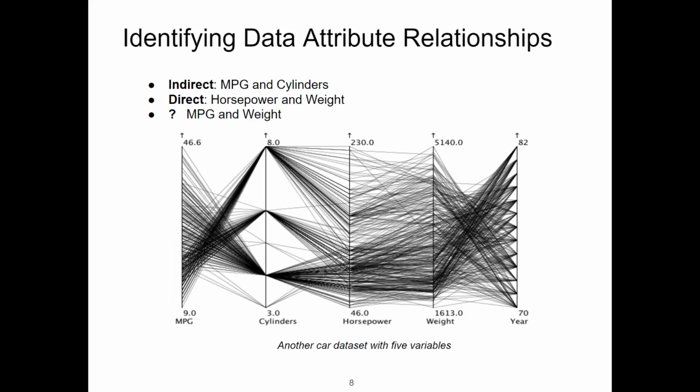Therefore, we define this as an indirect relationship. Let's look at edges between horsepower and weight axes. In general, while horsepower increases, weight also increases. It results in many nearly horizontal edges. This is called a direct relationship. If the edges between axes don't provide any pattern, we can say that there is no relationship. In this example, we cannot identify any relationship between mpg and weight attributes. However, the order of axes can be changed to identify a new relationship.